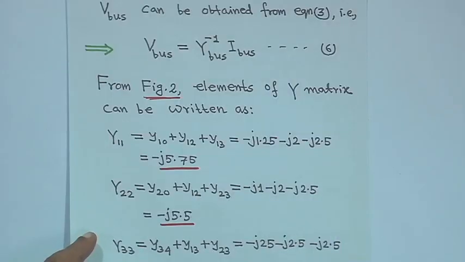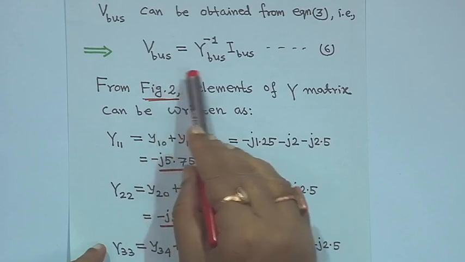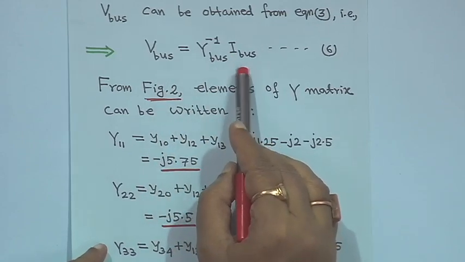Okay. So, this we have seen. Now, from this equation, I bus is equal to Y bus V bus, right. Therefore, V bus can be written as Y bus inverse I bus, right.